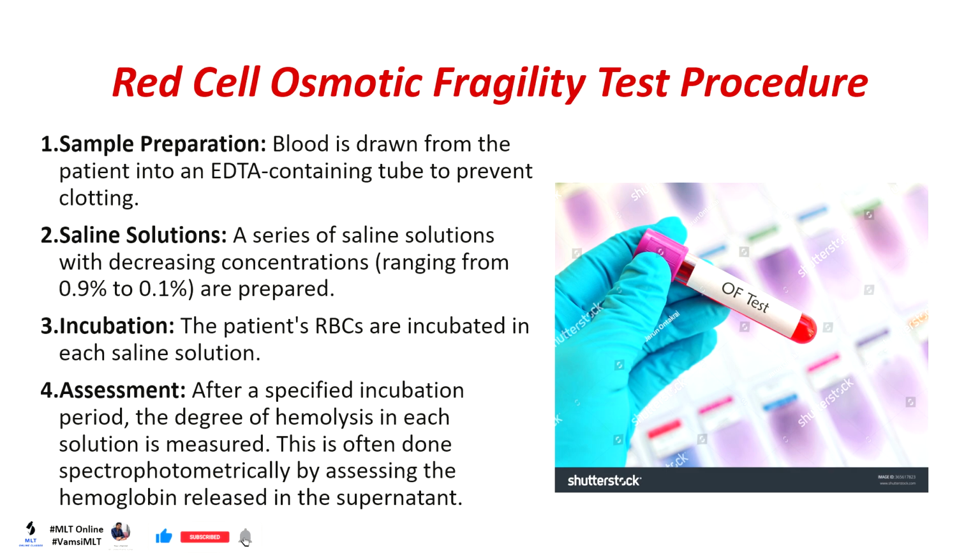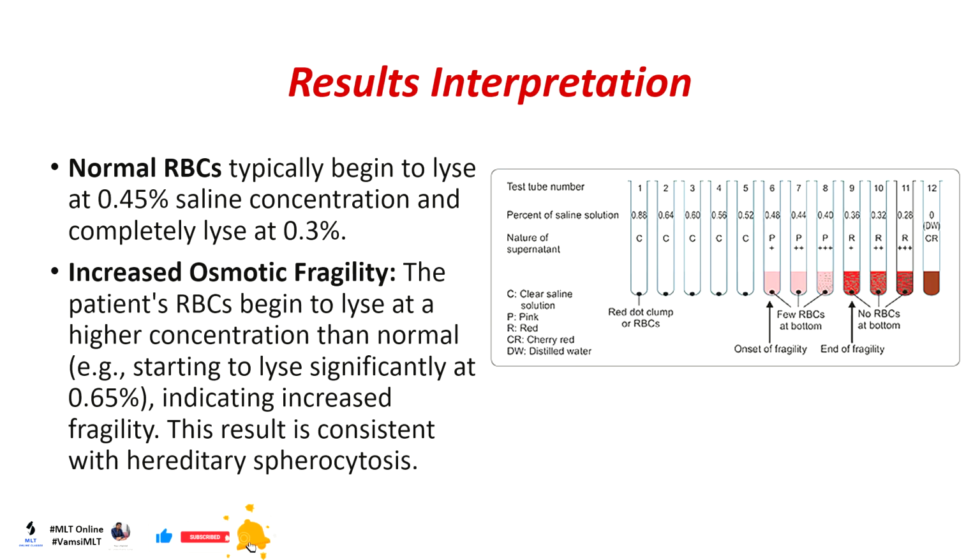Assessment. After a specified incubation period, the degree of hemolysis in each solution is measured. This is often done spectrophotometrically by assessing the hemoglobin released in the supernatant. Results interpretation. Normal RBCs typically begin to lyse at 0.45% saline concentration and completely lyse at 0.3%.